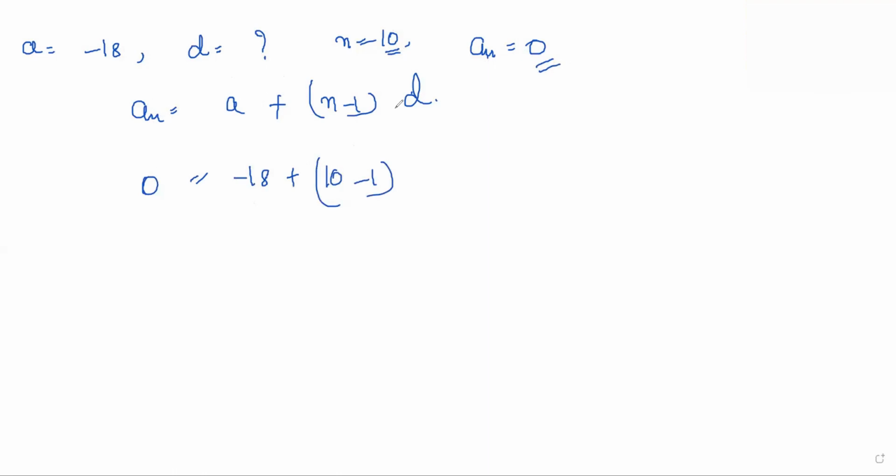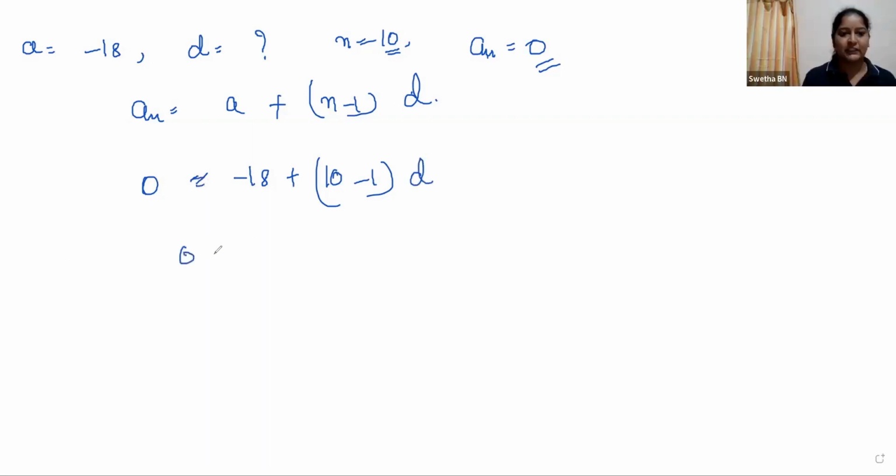Is the difference 0? Let me check. So 0 is equal to minus 18 plus 10 minus 1, which is 9, into D. See, while transposing the terms, you should be careful, children. I have explained in the bridge course, when it goes to the numerator or comes to the numerator, you have to change the signs. I think you know the concept.